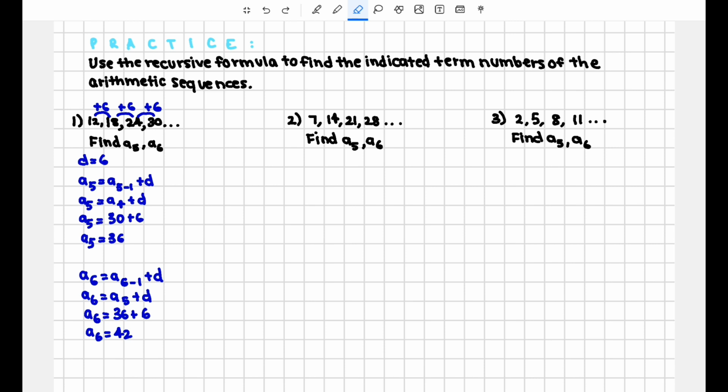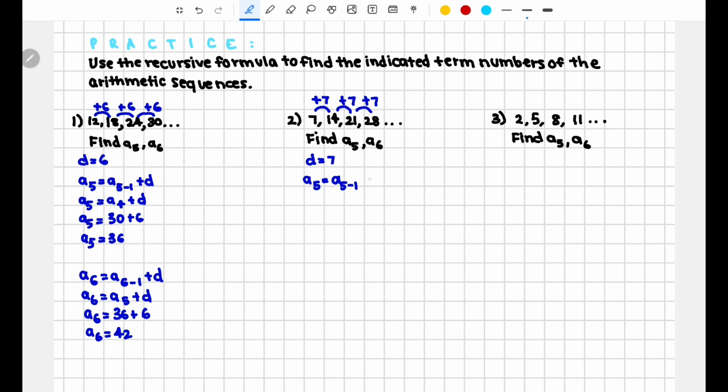So we're going to do the same thing for number 2. Since it's plus 7 plus 7 plus 7, our d is equal to 7. So now we're going to do a sub 5 is equal to the fourth term plus d. And the fourth term is 28. We're going to do 28 plus 7 to get 35.